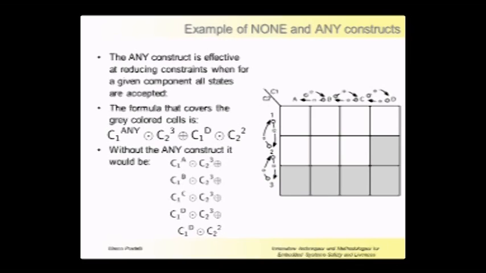The any construct is effective in reducing the size of the sum, because if we need to represent the area that covers the gray colored cells, the formula is this, in which we accept for C1 all configurations, all states for the machine C1. If we didn't use the any construct, the formula is this. We have 5 products instead of 2. So this is a significant reduction.